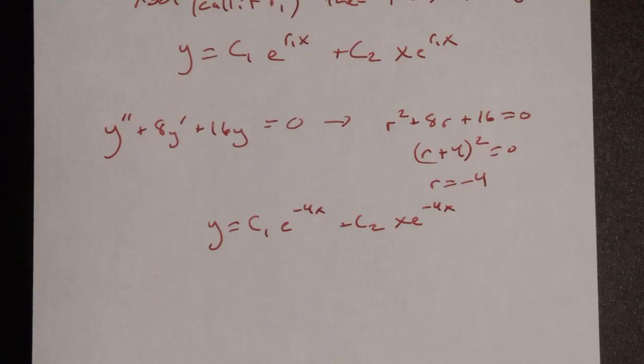So I solve my quadratic equation. If I have two roots, it's e to the first root plus e to the second root with constants. If I have one root, it's e to the first root and then x e to the first root. But wait, there's more.